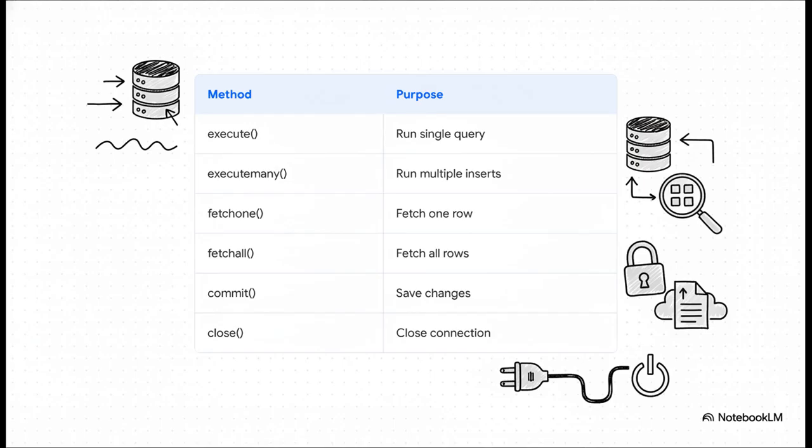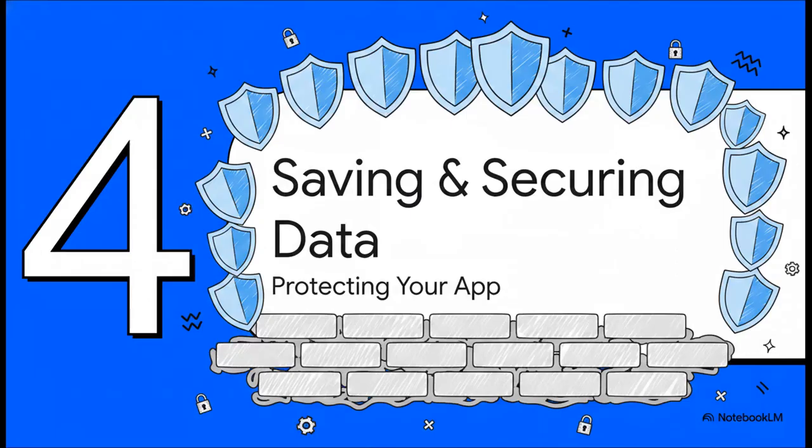And as we're about to see, you command the ultimate lifecycle of your data using commit to save and close to shut the door. These 6 methods aren't just code. They are basically your primary database toolkit. Which brings us to Section 4, saving and securing data.